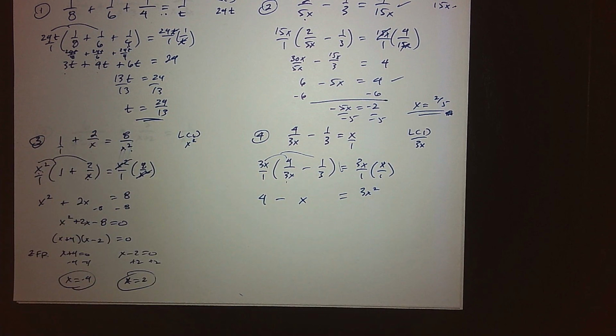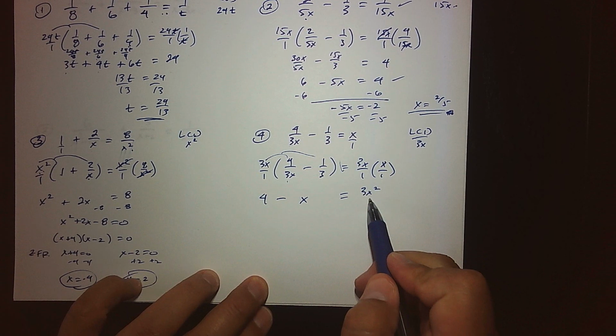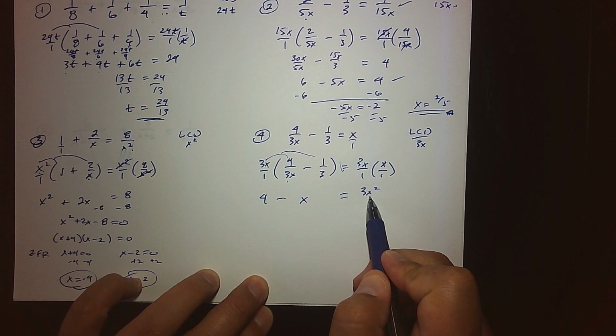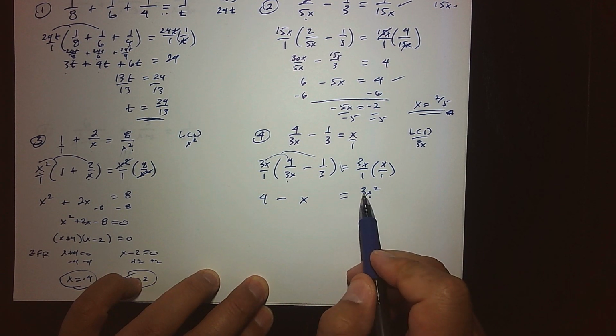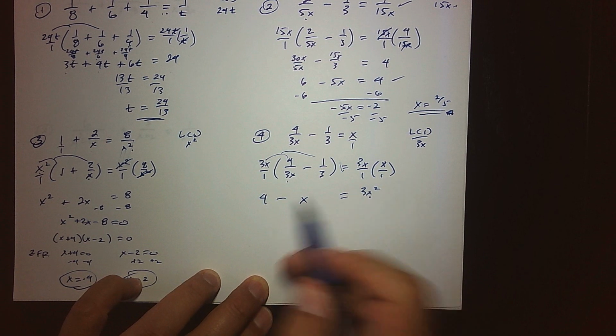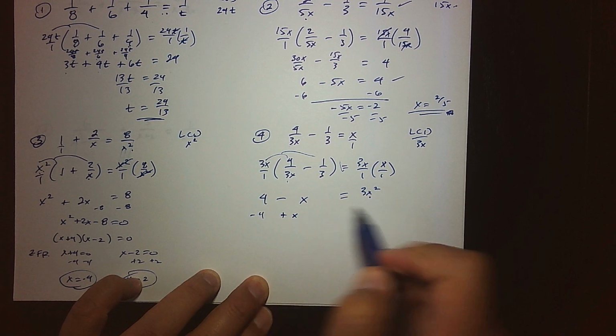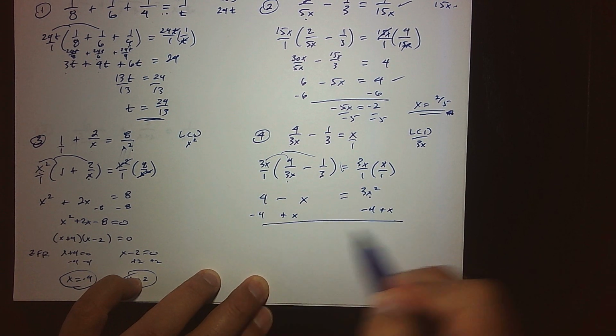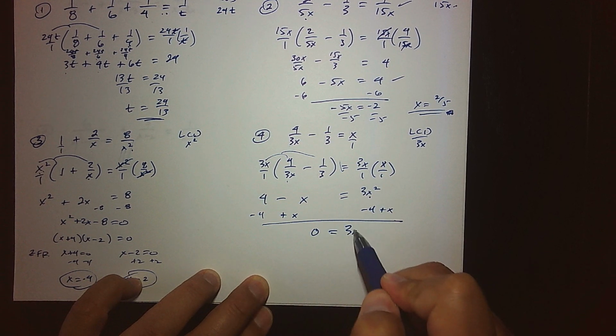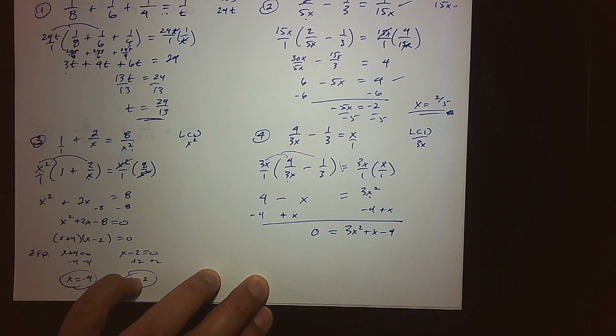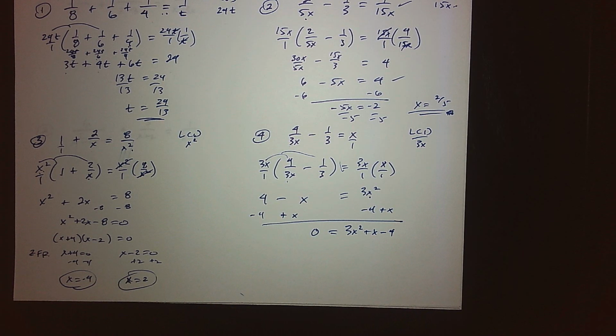And again, the good news is we cleared the fractions. That was our intent. The bad news is we still have something to solve for. And so I see the x squared there. So this is a polynomial equation. So we need to set one side equal to 0. And since this is already over there, how about I just subtract 4 and add x to both sides? That'll give us 0 on that side. And putting things in descending order, we get 3x squared plus x minus 4 on the other.